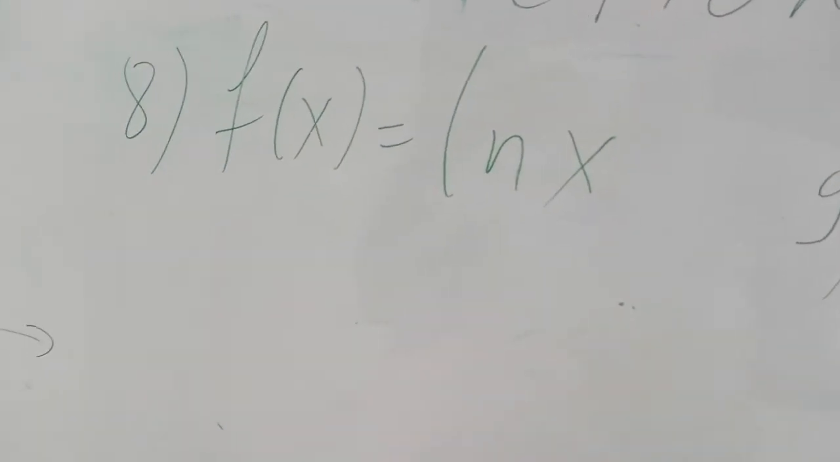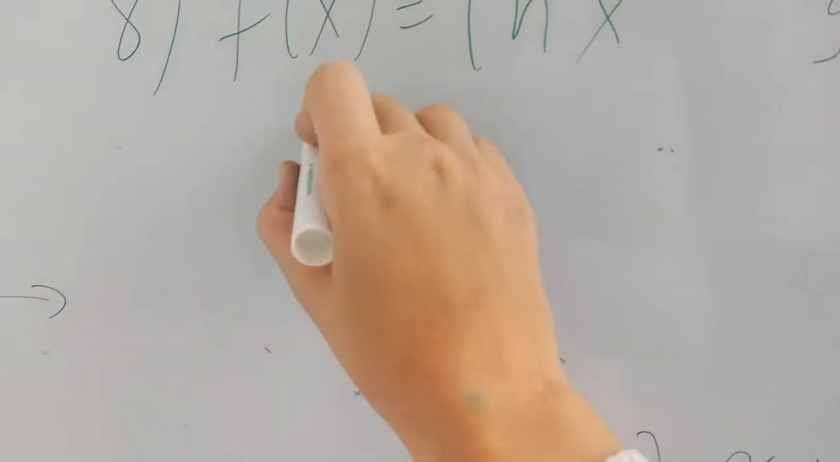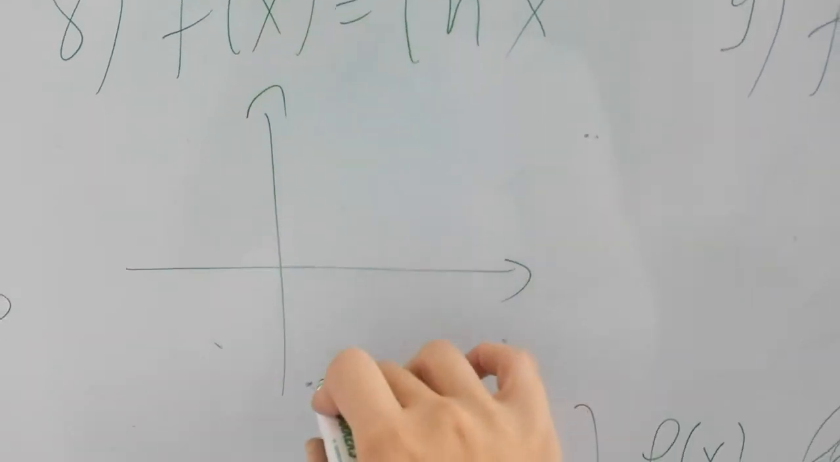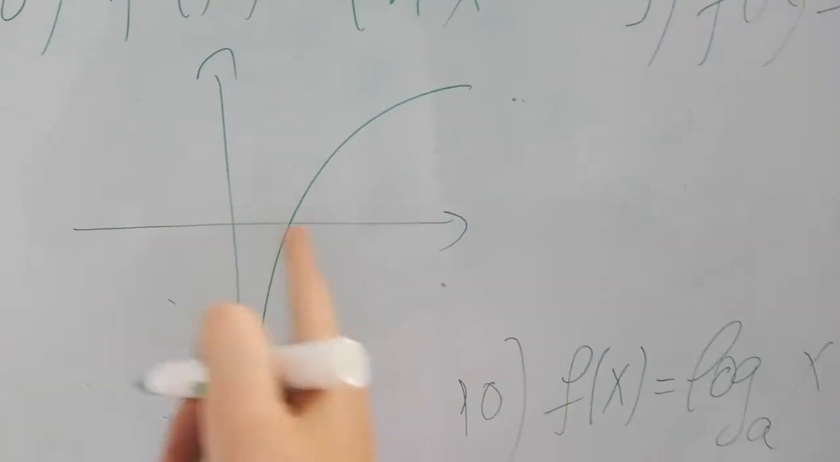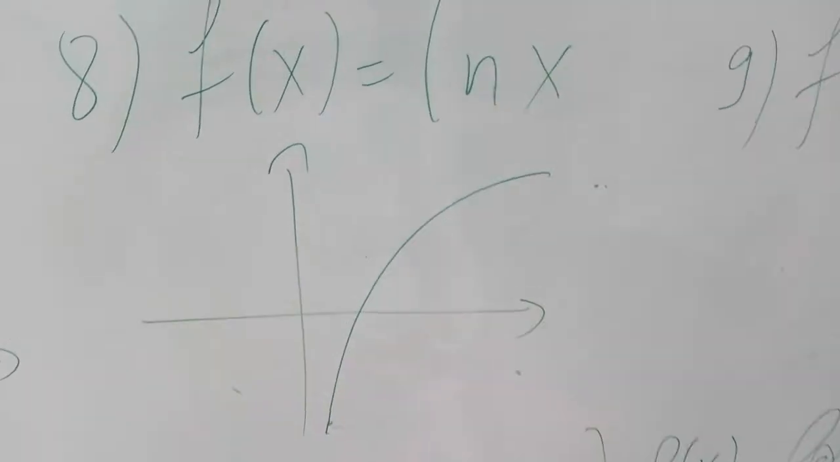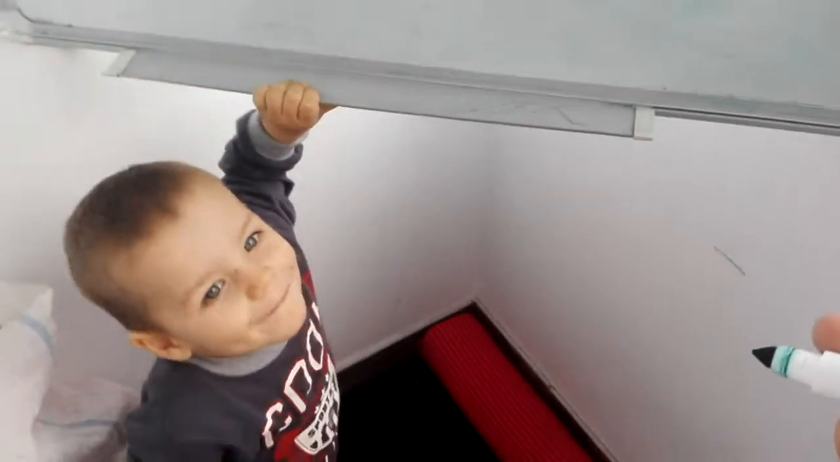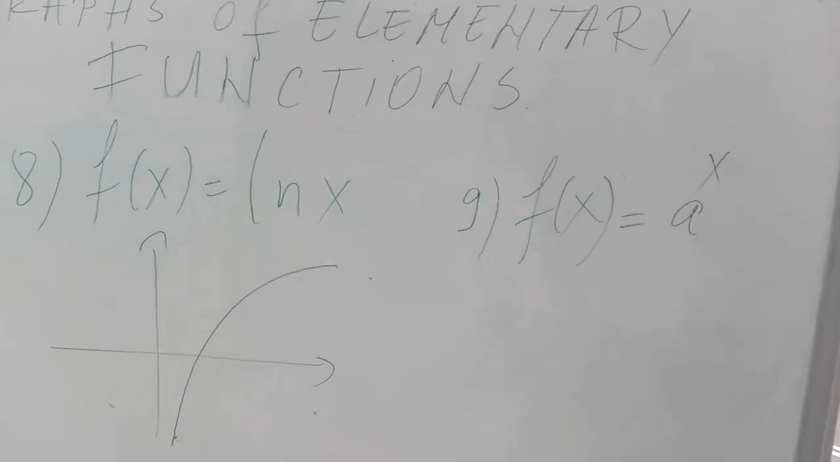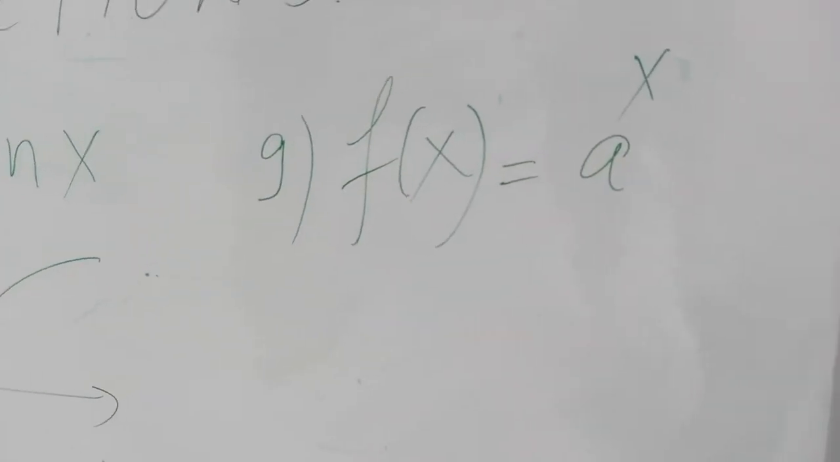And then I have number 8, which is my ln function. It will be a function also going up, so those two together will be symmetrical with respect to the first bisector. There you go.